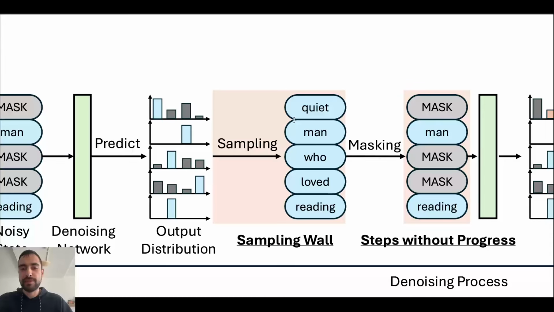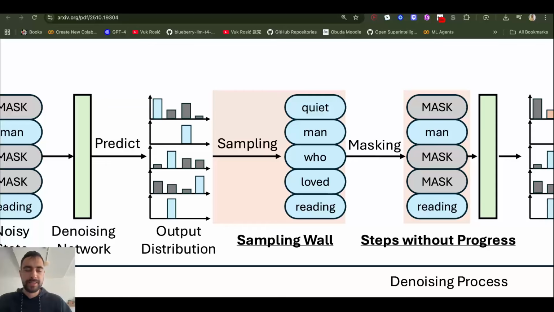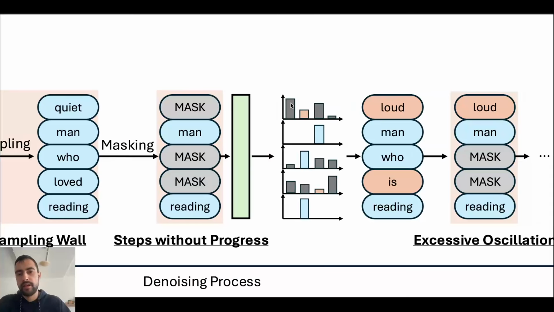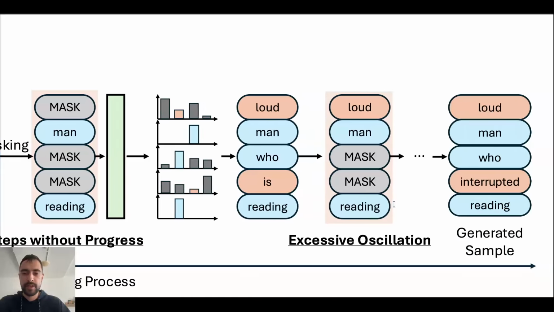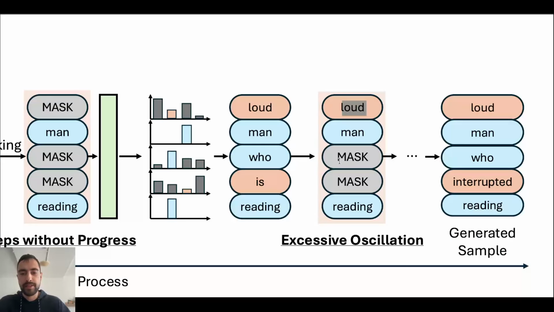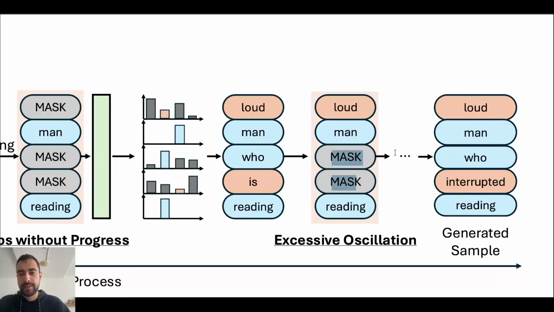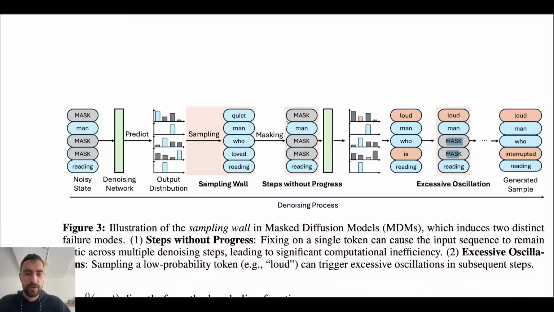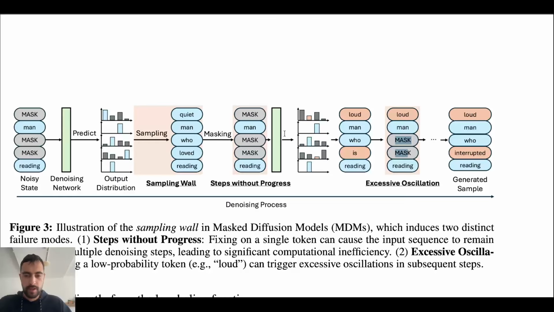But it's also possible to just unmask a token once and never remask it again. So that's just masked discrete diffusion. So we repeat the process. Here we also sample from the distribution, but maybe now this lower probability word gets randomly sampled. So: loud man who is reading. We can keep this word but remask these two now, and: loud man who interrupted reading. So this is how a diffusion large language model generates text.